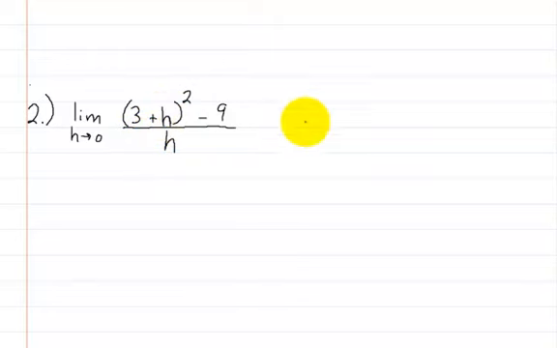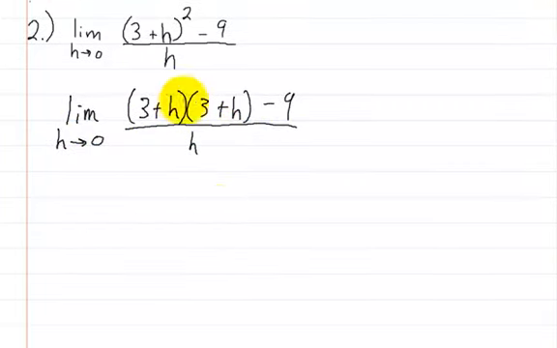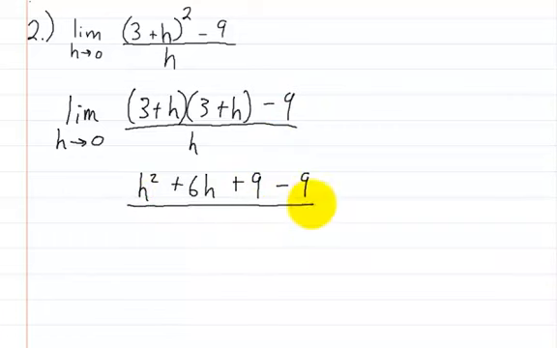But if you work out this, you're going to get the limit of 3 plus h times 3 plus h minus 9 all over h as h approaches 0. So now when you multiply this all out, you're going to get h squared plus 6h plus 9. And don't forget this one right here, which is minus 9 all over h.